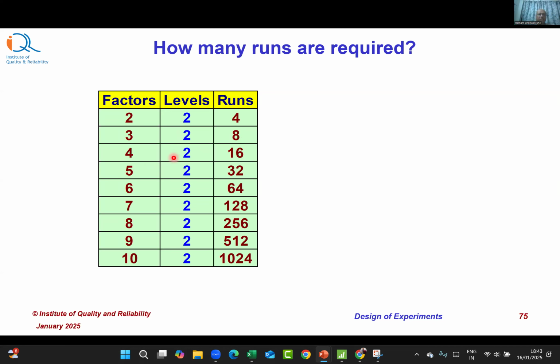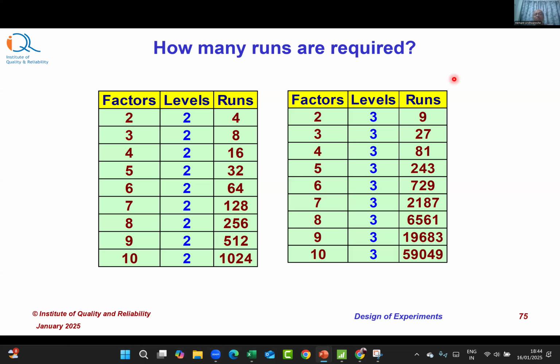So 5 factors, 32, 6 factors, 64, 7 factors, 128, 8 factors, 256, 9 factors, 512, 10 factors, 1024. So as you see, it rapidly increases, and the experiment becomes expensive as well as unmanageable, because you'll have to collect data on so many runs. If you add one more level to the factors, then it will be even more.